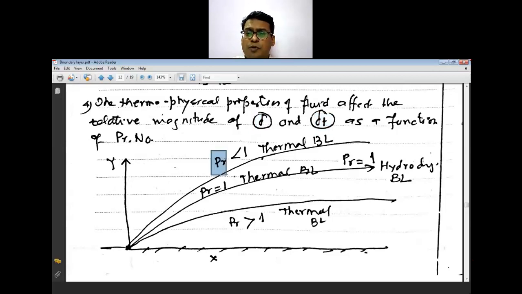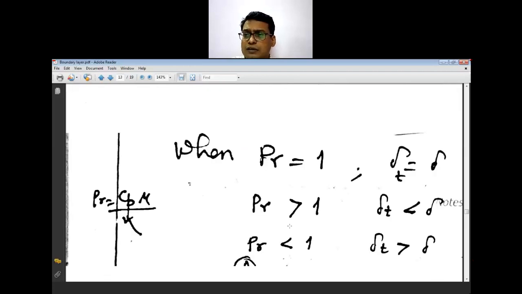This is the hydrodynamic boundary layer and this is your thermal boundary layer. The thickness of the thermal boundary layer depends on the thermophysical properties. Prandtl number is nothing but Pr, which is equal to Cp mu upon K. So if the value of Prandtl number is less than 1, the thermal boundary layer is higher, predominating. Then for Prandtl number equal to 1, the thermal boundary layer and the hydrodynamic boundary layer are equal. And for Prandtl number greater than 1, the thermal boundary layer decreases.